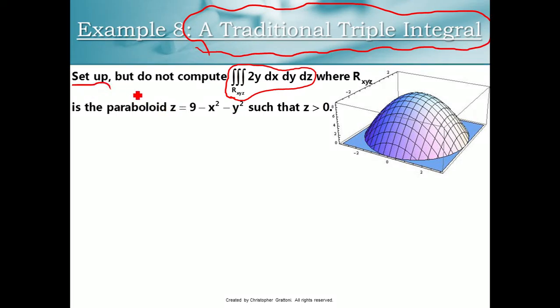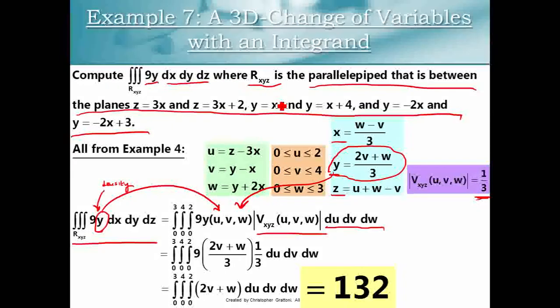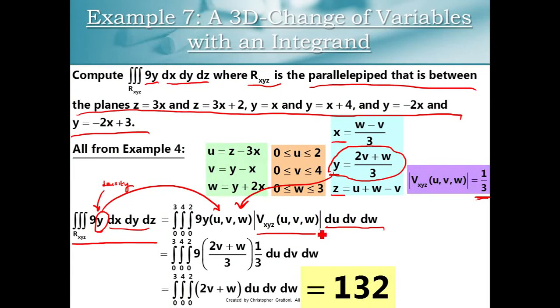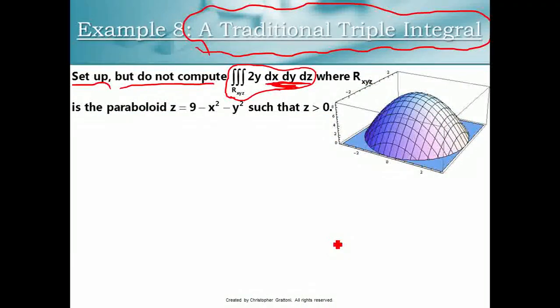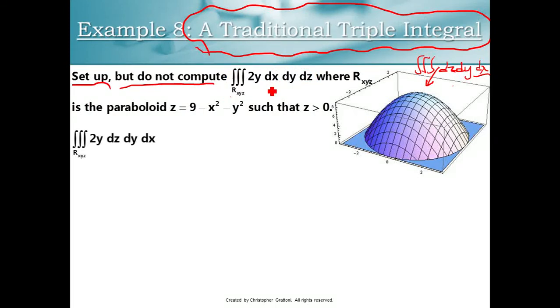So set up, but do not compute, the triple integral of 2y dx dy dz. Notice that when it's a dx dy dz integral, you can switch things around to the order that you think is more appropriate. So I'm probably going to make this a dz dy dx triple integral, just because I prefer thinking about a top surface and a bottom surface, a top bounding curve and a bottom bounding curve, and then x, my outermost variable, going from left to right. So don't feel locked in to an order of integration unless you're specifically told that you have to leave it in the order that was given to you.